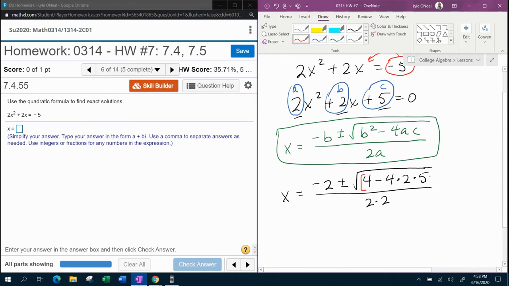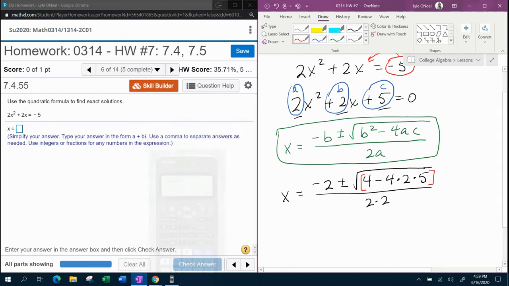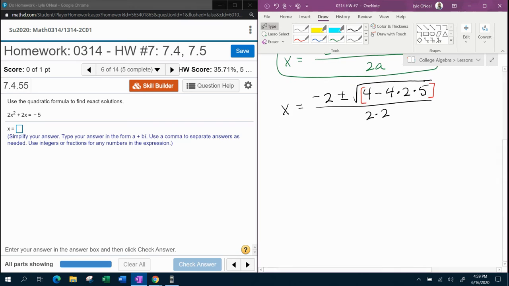Next step, I need you to calculate the radicand. And don't tell me you radicant. We've got the calculator. And so we're going to go to our calculation menu, and we're going to go 4 minus 4 times 2 times 5, all at one time, and we get negative 36.